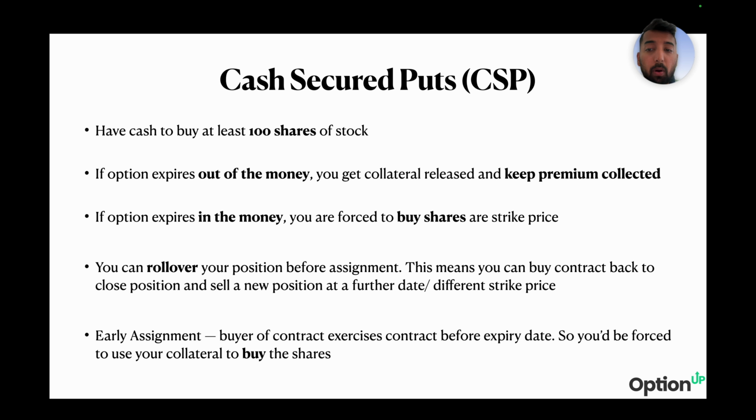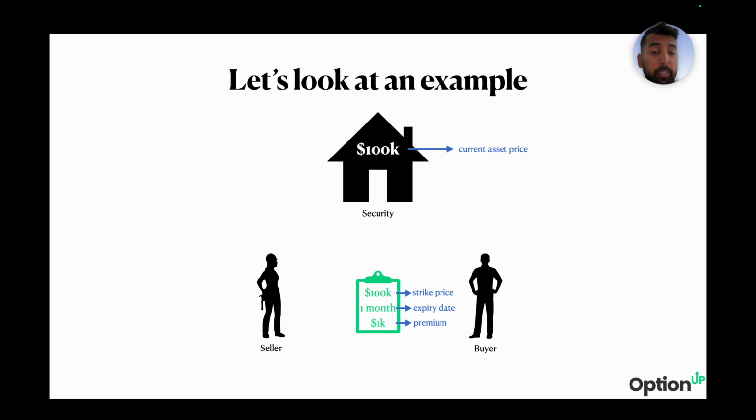Again, similar to covered calls, you can do a rollover on your position, where you buy the existing contract back and then sell a new one out into the future. And in this case, if you get assigned on your contract, whether it's on the day of expiry or even early assignment, you have to buy the shares. Let's look at an example. We'll keep things simple, so we'll use the same house example.